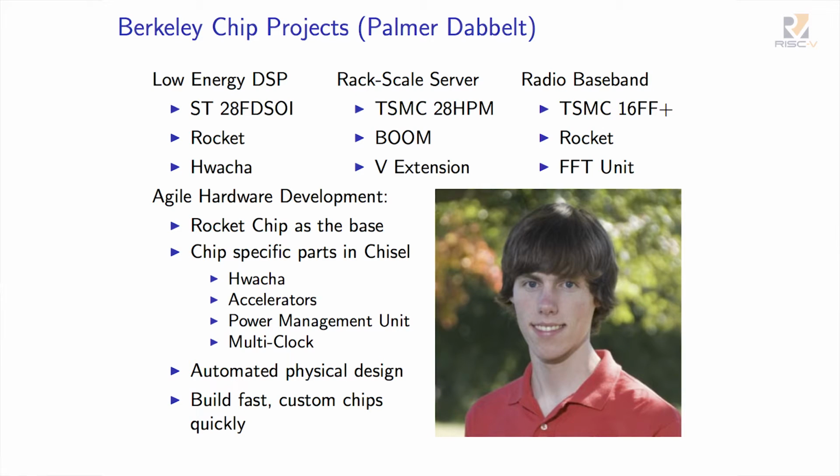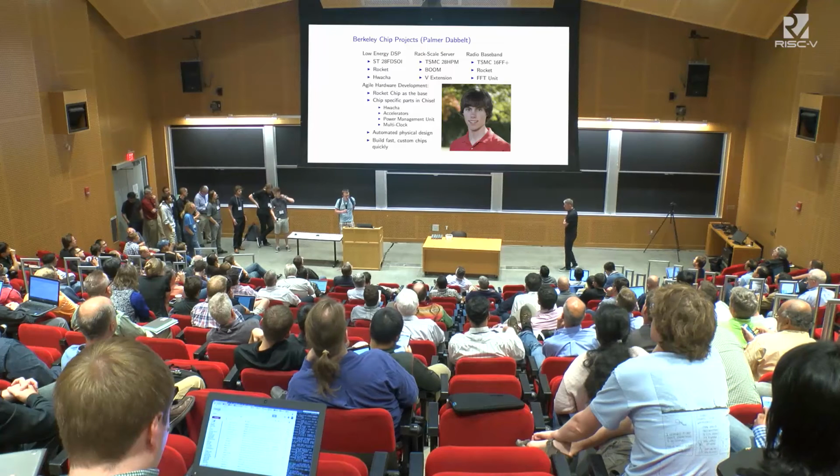We have the DSP-1, which is Hurricane, which used to be called Raven, which does a lot of on-chip DC-DC stuff. We're doing a Firebox project, which is a rack scale server, which is probably going to be on TSMC's 28. And we're doing a radio baseband project, which is on TSMC's 16.